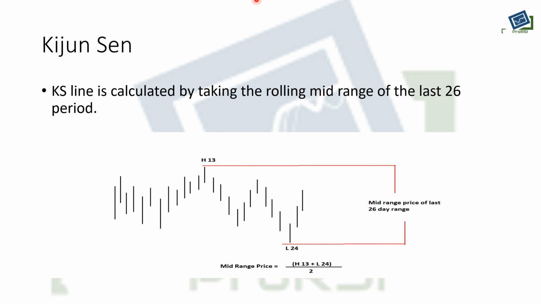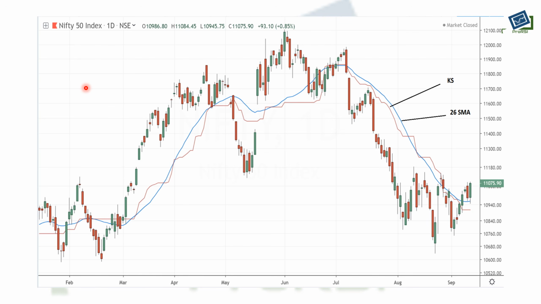The Kijun-sen line is calculated by taking a rolling mid range of the last 26 periods. In the Tenkan-sen, we were taking the rolling mid range of the last 9 periods, and similarly in Kijun-sen, we take the highs and lows of the last 26 bars. So we take the highest high and the lowest low between the last 26 bars, and then we divide it by 2, and then we get the mid range, and then we calculate the Kijun-sen. It's quite simple.